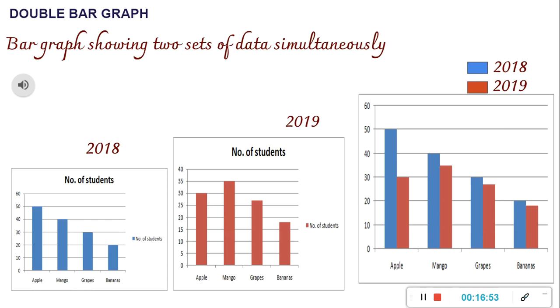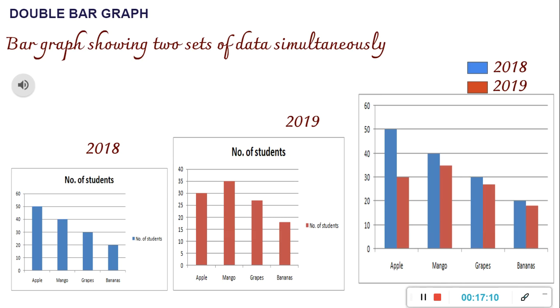So a double bar graph is exactly the same concept as a bar graph. It is just that here we represent two sets of data. So what are the two sets? One set of data is for 2018, the other set of data is for 2019.